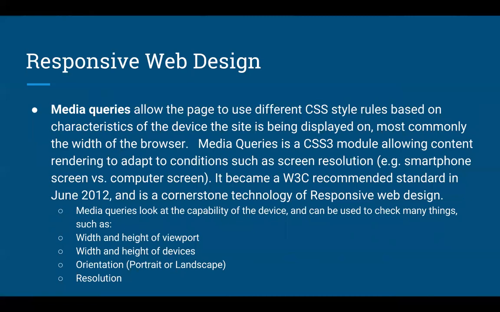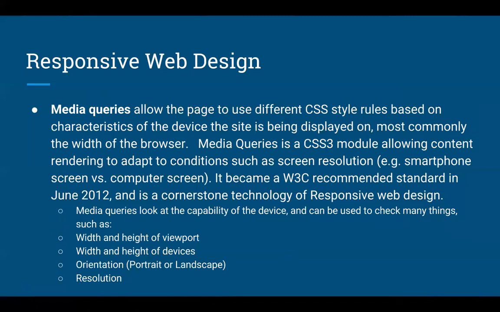Media queries is a CSS3 module allowing content rendering to adapt to conditions such as screen resolution. An example might be a smartphone screen versus a computer screen. It became a W3C recommended standard in June of 2012 and is a cornerstone technology of responsive web design.